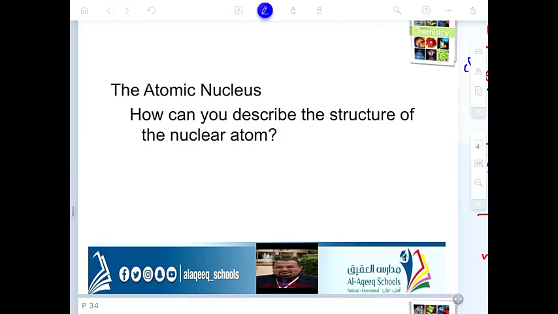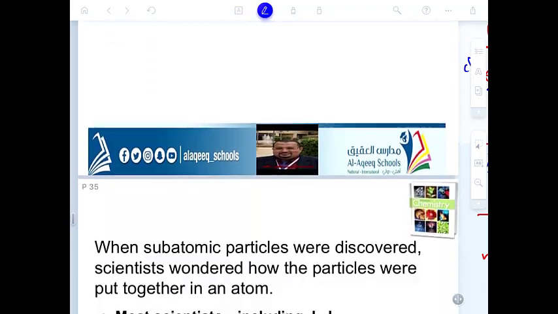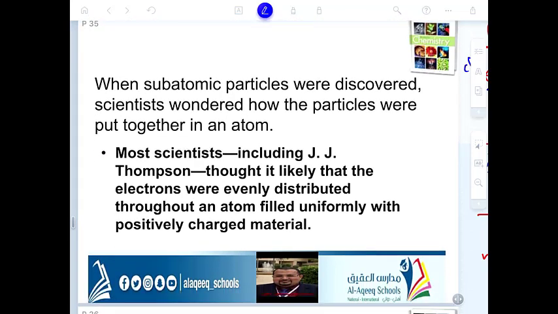Atomic nucleus. How can you describe the structure of a nuclear atom now? The nucleus is composed of protons and neutrons, as we said before, discovered by the scientists. When subatomic particles were discovered, scientists wondered how the particles were put together in an atom, how they are in the atom all together. The scientists thought that electrons distributed, but before that, it was wrong. They said that electrons are distributed throughout the atom. Imagine that this is a model, and this is the atom, and electrons are distributed like this.